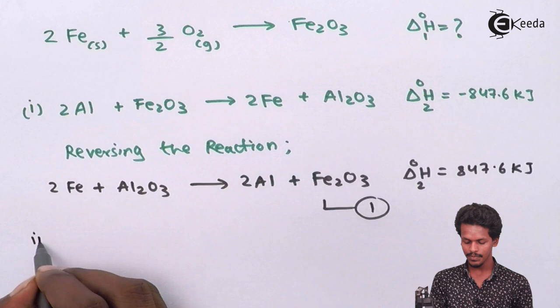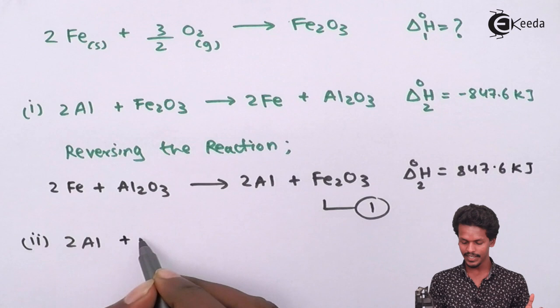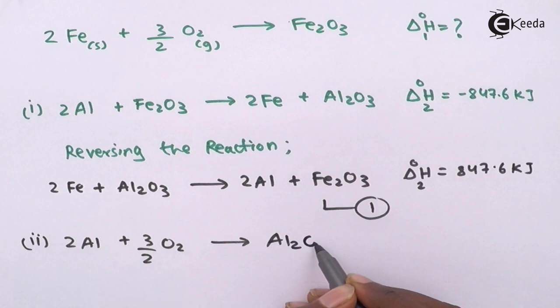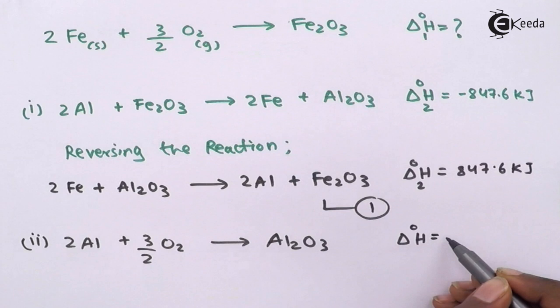The second data that we have is 2 times aluminium plus 3 times O2, which should give us Al2O3. The delta H that they have given to us was 1670 kilojoule.